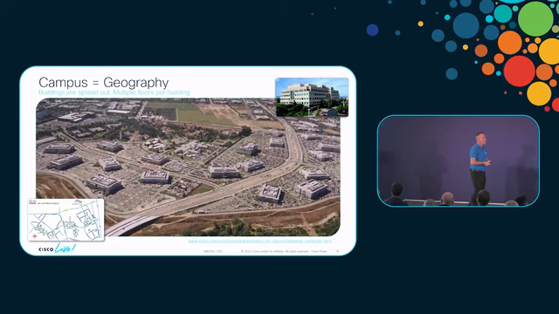So again, the title says everything. When you hear the word campus, think of geography. Think of the physical layout of the building, even here in the Amsterdam RAI building, right?